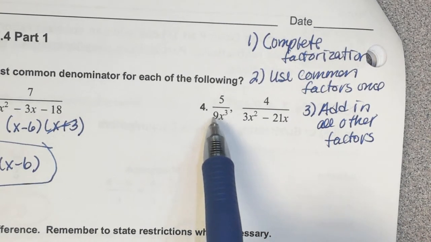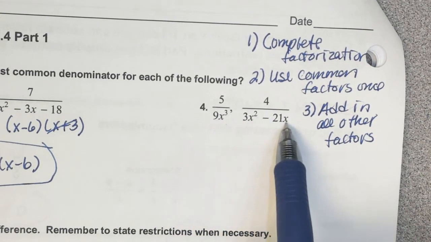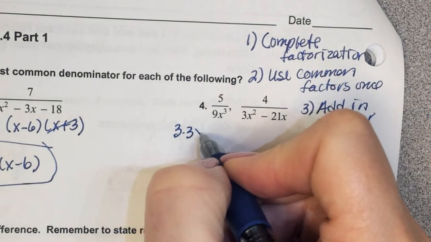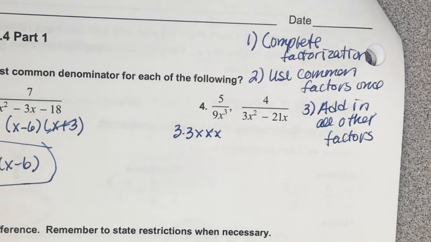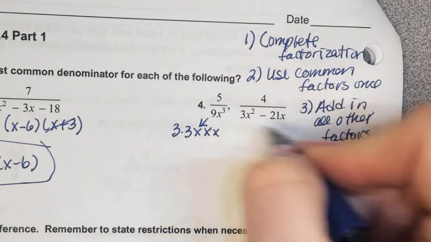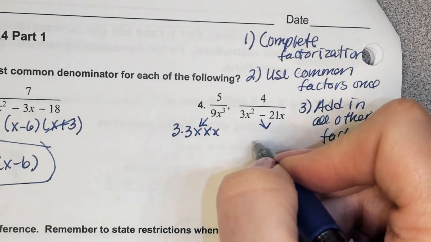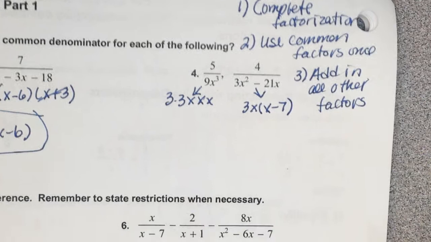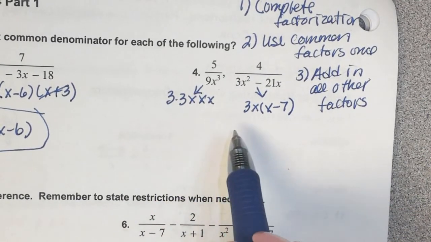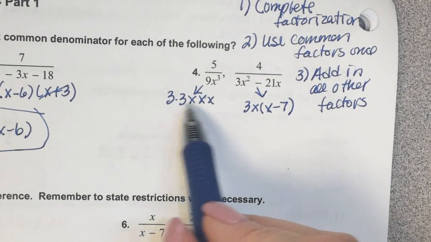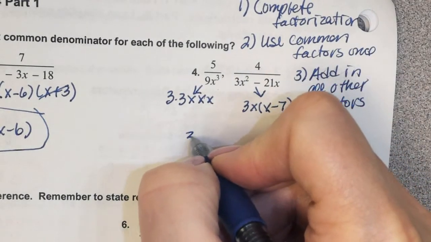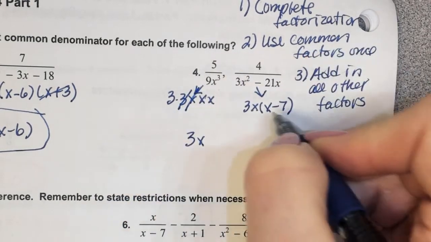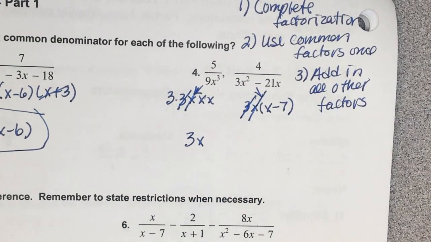Let's do this one. We have 9x cubed, 3x squared, minus 21x. The factors of 9 are going to be 3 and 3, x, x, and x. That's the complete factorization of this. This factorization, I can factor out a 3x, and I'm left with x minus 7. What do they have in common, guys? 3 and x, right? So I get rid of a 3, I get rid of an x, I get rid of a 3, I get rid of an x.